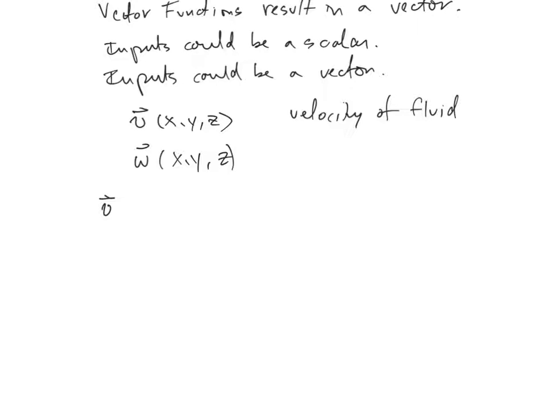Okay, so we could write our vector function like that, right? The inputs are x, y, z, and we get 3 components, or we could write it like this, if you like this notation better. It's the same thing.